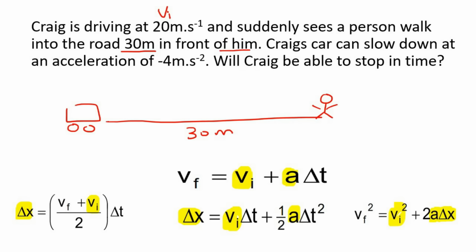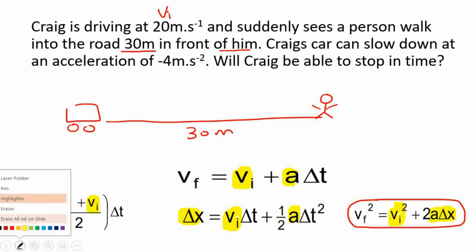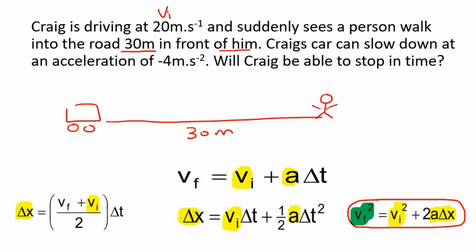Now I'm going to show you a little trick in this question. This one's a little bit of a sneaky one. We know that Craig needs to stop, so that means the final velocity will be 0. But we don't know if Craig will stop in time. So what we can do is use this formula over here and calculate the final velocity. We want to make sure that Craig's car will be able to reach 0. Let's see what Craig's final velocity is going to be.